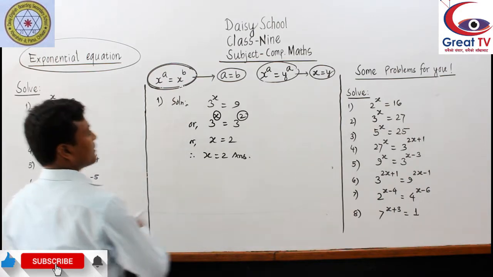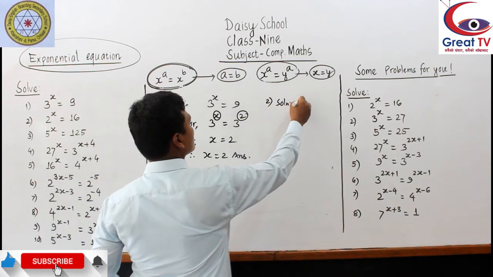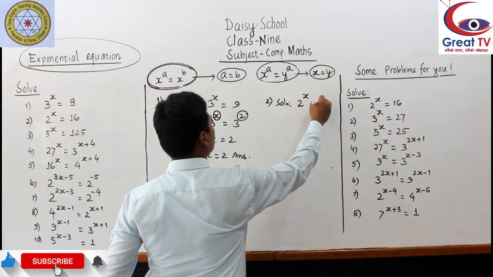Then one more, we have question number 2. Its solution starts. We have 2 to the power x equals 16.